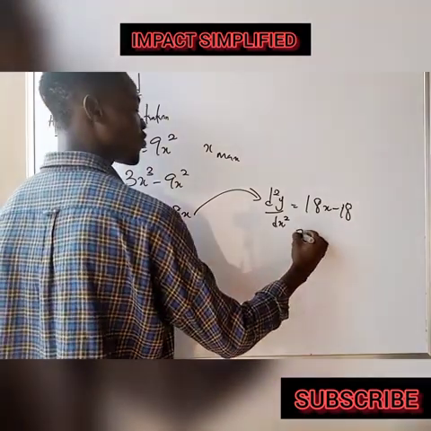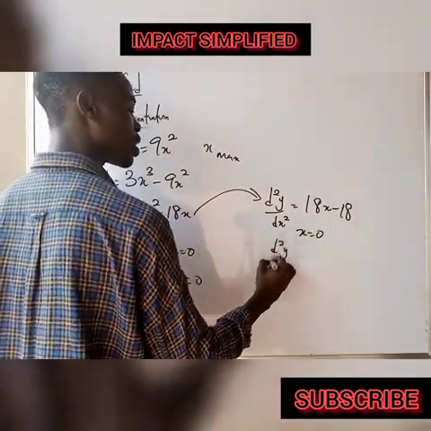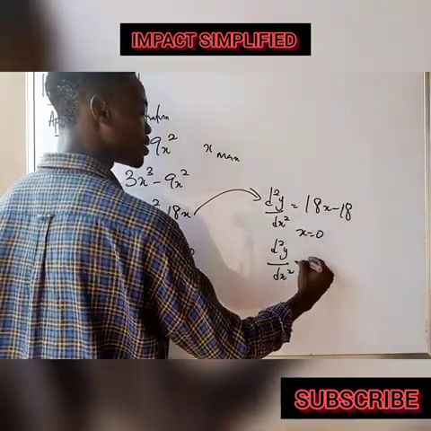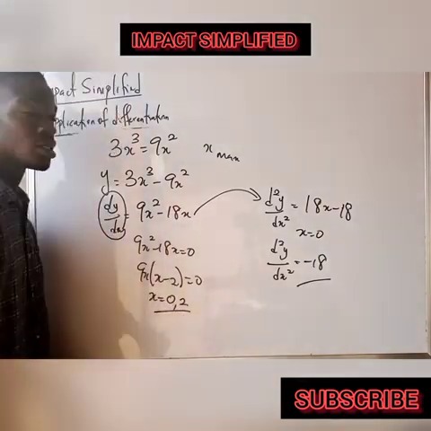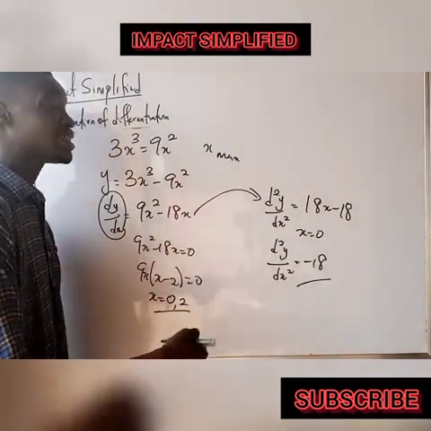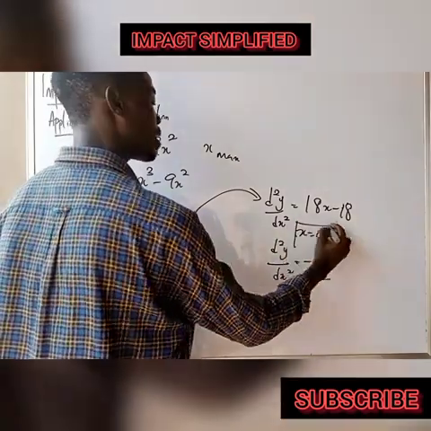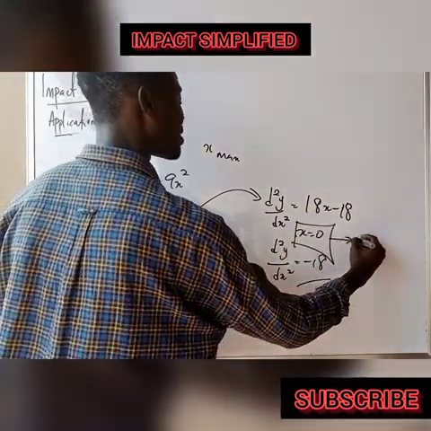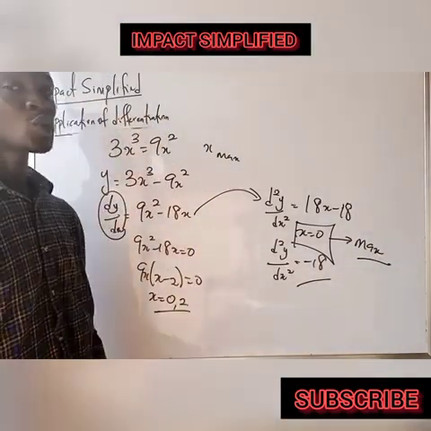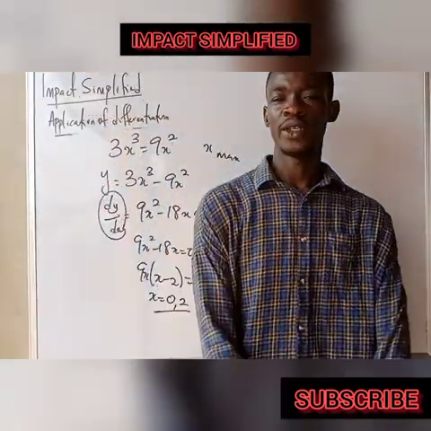And now, test for x is equal to 0. So if you are testing for x is equal to 0, that means your d squared y over dx squared will give us 0 minus 18, which is minus 18. And since your d squared y over dx squared is less than 0, that means x is equal to 0 is the maximum point. And that is what we are looking for. And that is the end of the video.